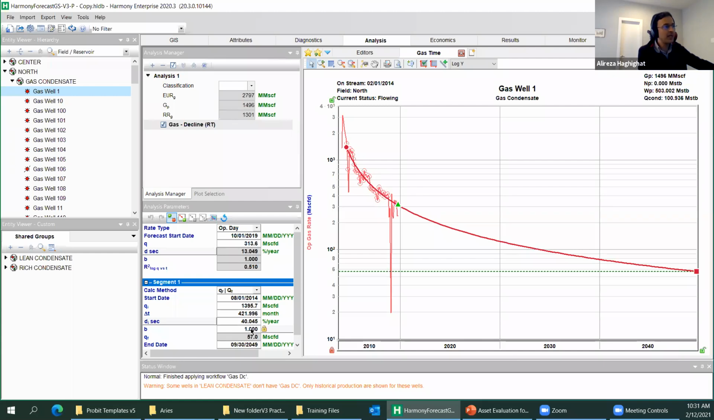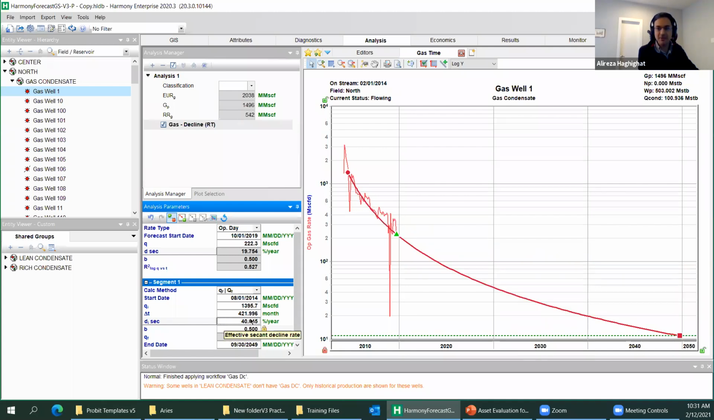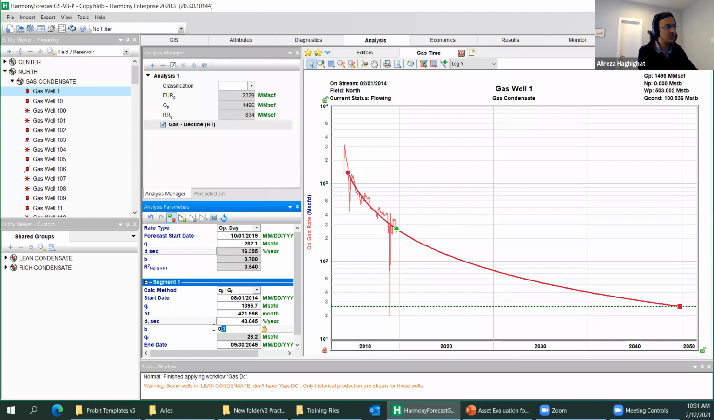So what happens is you can tune this parameter. You can make it, for example, 1.2 and see what will happen to the shape of the curve, or you can make it 0.5 and see what happens. So manually, you can tune this parameter until you are happy with the shape of the curve. And you can see whenever you change that B factor, how the shape of this decline curve analysis changes. So let's put it 1.